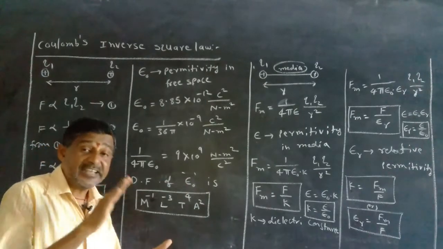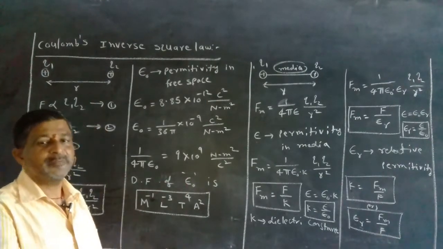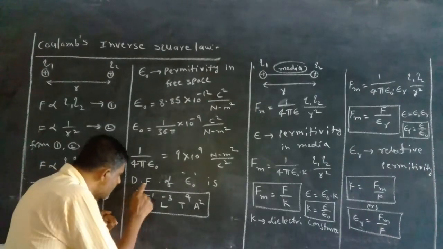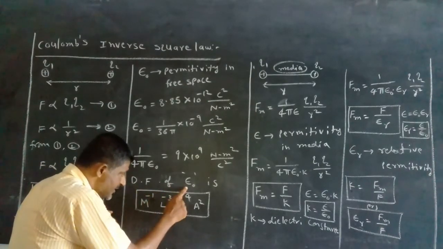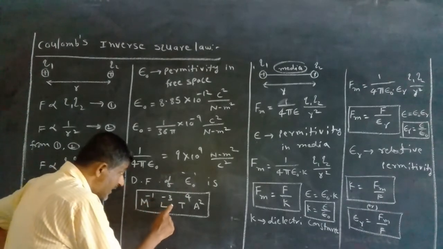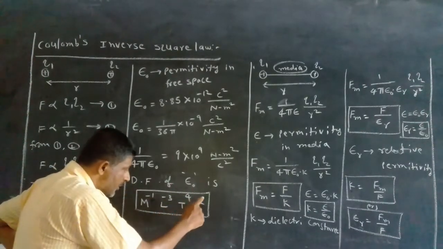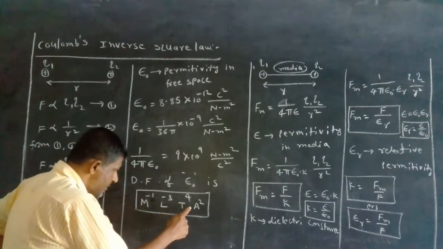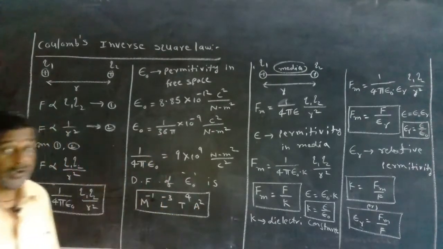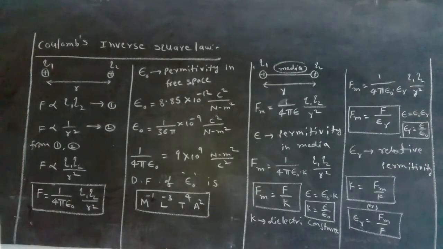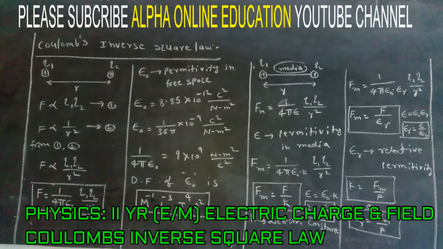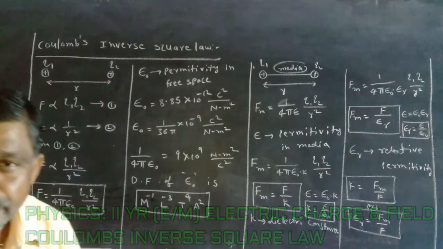Next, what is the dimensional formula of permittivity? The dimensional formula of permittivity is M^-1 L^-3 T^4 A^2. What is the speciality of this dimensional formula? The mass dimension is negative.